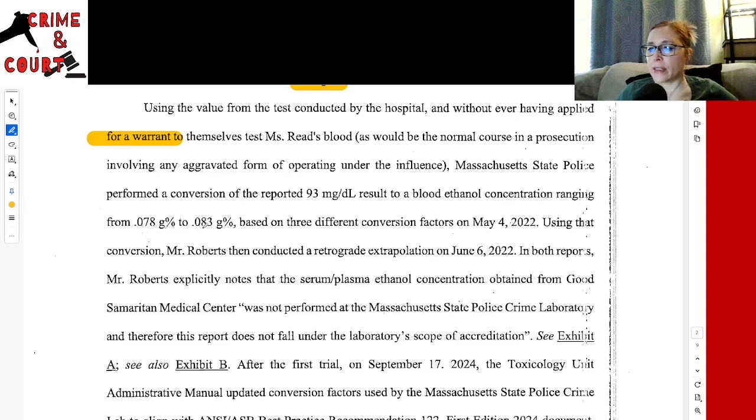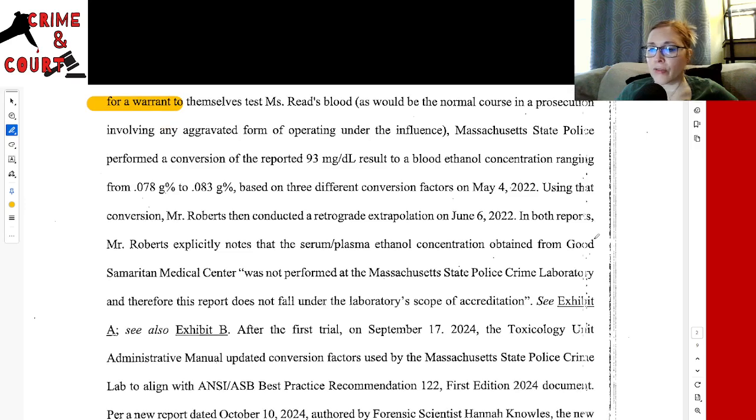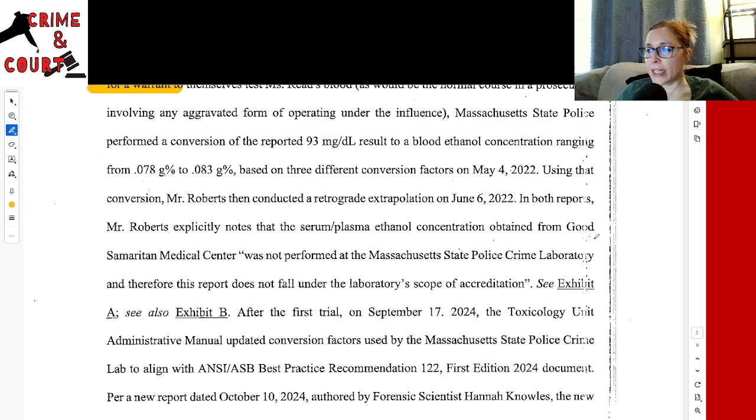0.078 to 0.083%, based on three different conversion factors on May 4th, 2022. So using that conversion, Mr. Roberts then conducted a retrograde extrapolation on June 6th, 2022.